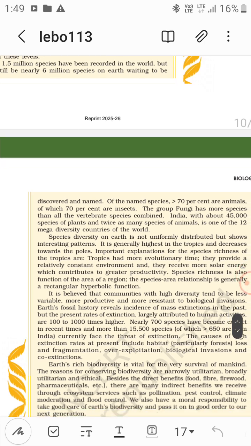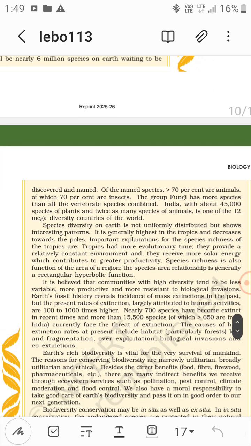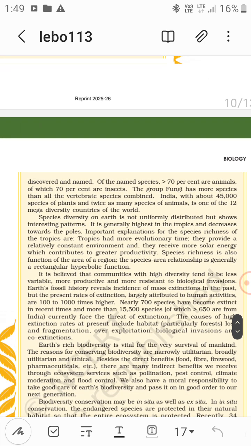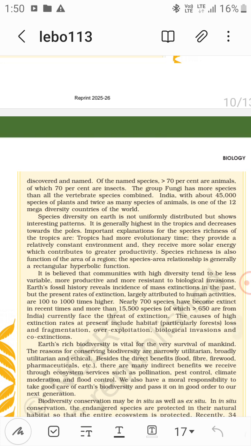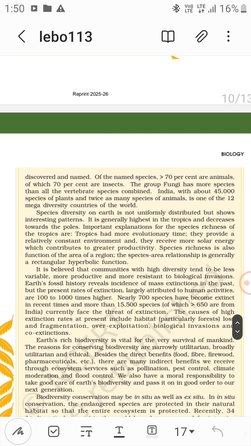Now of the named species, more than 70% are animals, of which 70% are insects. The group fungi has more species than all the vertebrate species combined. Vertebrates means fishes, amphibians, reptiles, birds and mammals.